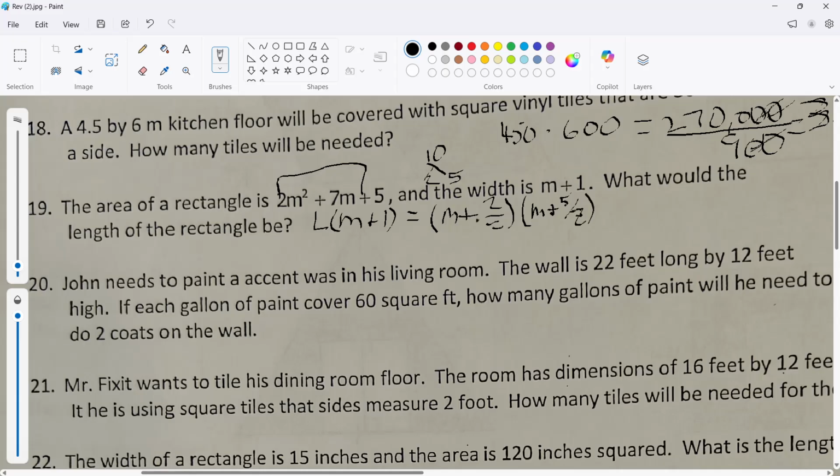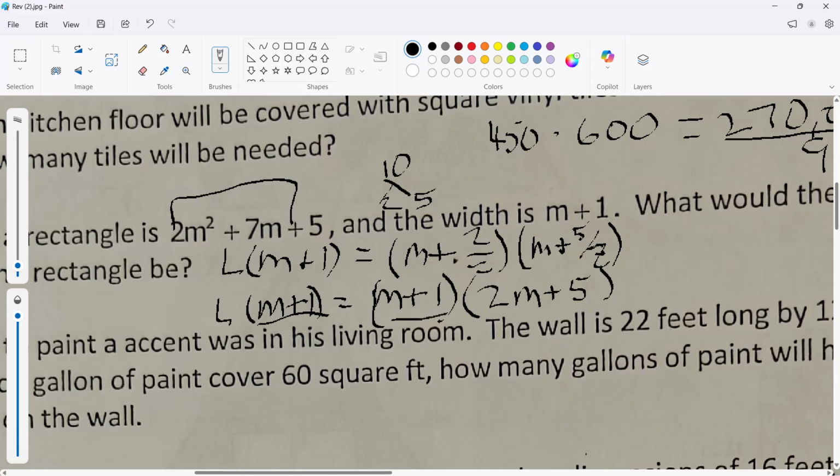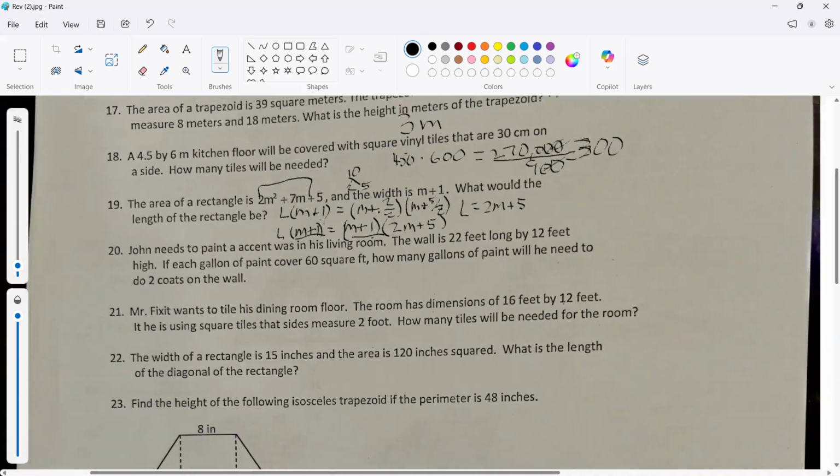That's supposed to be a 2. So L times (m plus 1) equals, this is m plus 1, 2 over 2 is 1. There's the m plus 1 part, times, this is going to be the L part. Since 5 halves can't be simplified into an integer, I'll put the 2 back with the m: 2m plus 5. I guess you could do it either way. So the m plus 1 is the width, so the length equals 2m plus 5, or you could put m plus 5 halves, whichever one you would like.